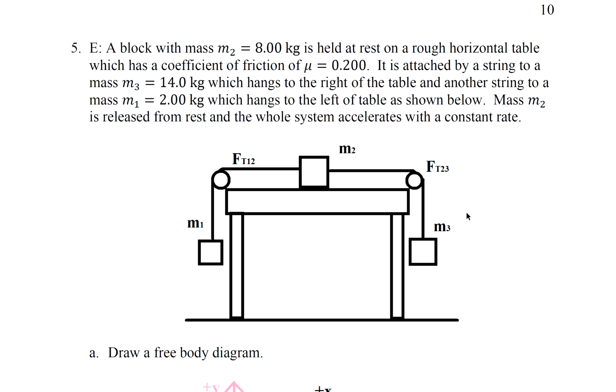Question 5. A block which has a mass m2 equals 8 kilograms is held at rest on a rough horizontal table, which has a coefficient of friction of mu equals 0.2. It is attached by a string to a mass m3, which has a mass of 14 kilograms, which hangs to the right of the table, and another string to a mass m1, which hangs to the left of the table, as shown below. Mass m2 is released from rest and the whole system accelerates with a constant rate. So what happens? m1 goes up, m2 goes to the right, and m3 goes down.